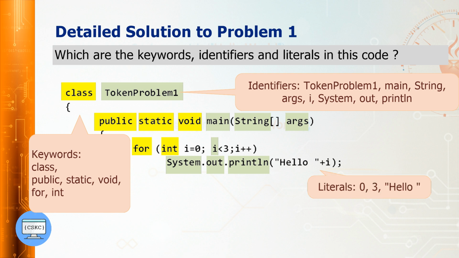The literals in the program here are 0, 3 and the hello string within double quotes. Literals are those entities that remain fixed and are used literally by the compiler. I must also add that 0 and 3 are integer literals and hello is string literal.